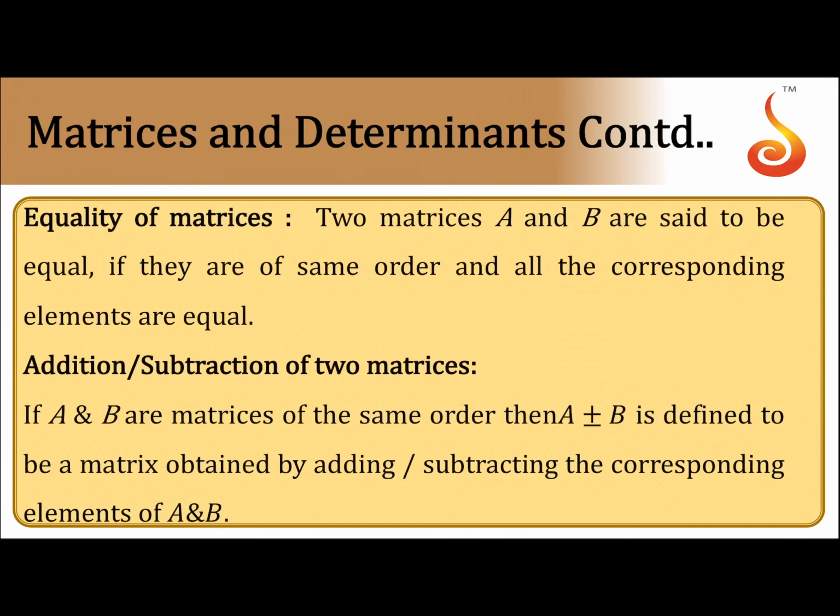Equality of two matrices. Two matrices are said to be equal if they are of the same order and the corresponding elements in A are equal to the corresponding elements in B. Then I say the two matrices are equal. Coming to addition and subtraction of two matrices. Suppose A, B are two matrices of the same order, then addition or subtraction of A, B is nothing but adding or subtracting the elements of A with the corresponding elements of B. That is called A plus B or A minus B.